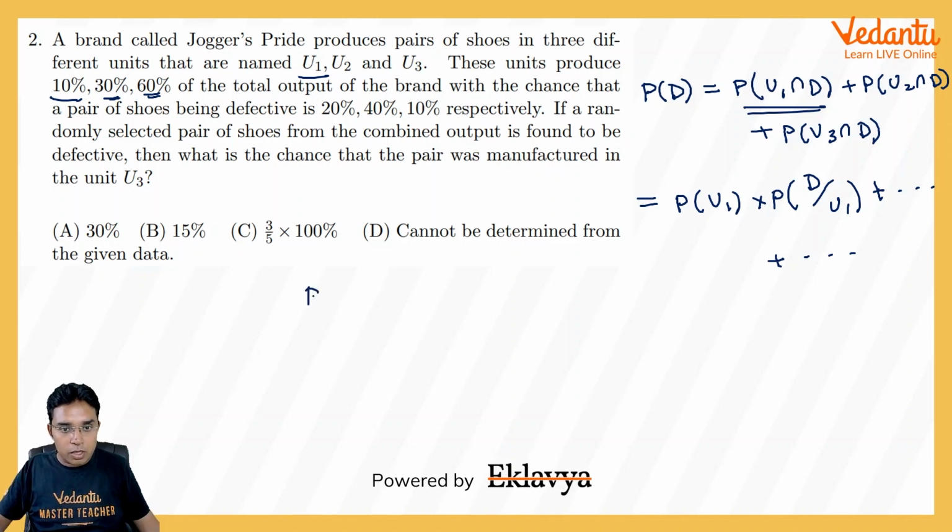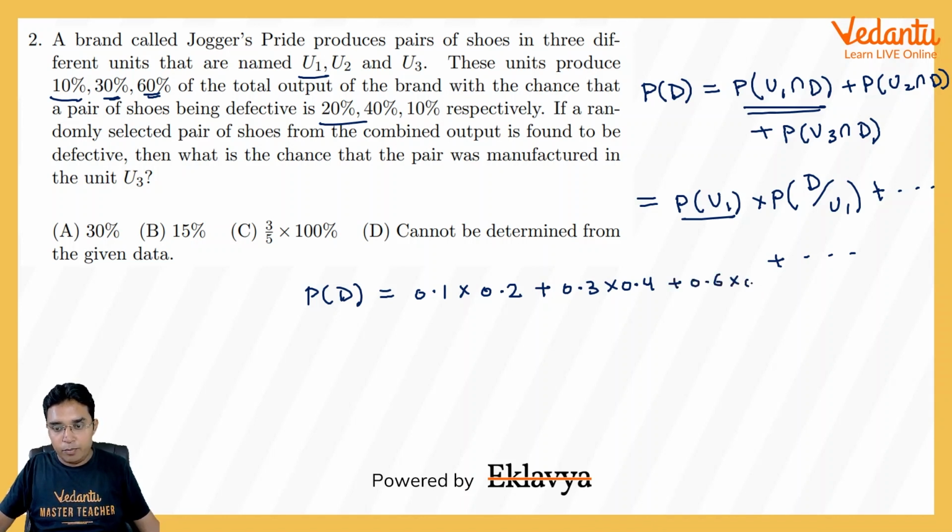Now, this total probability of a pair of shoes becoming defective becomes: probability of U1 is 10%, so I can say 0.1 here, and being defective given that it was from unit 1 is 20%, so I will call this 0.2. Similarly, 0.3 will be multiplied with 0.4 and then 0.6 will be multiplied with 0.1. So if you write all these probabilities, it is 0.02, it is 0.12, it is 0.06. So the total becomes 0.20.